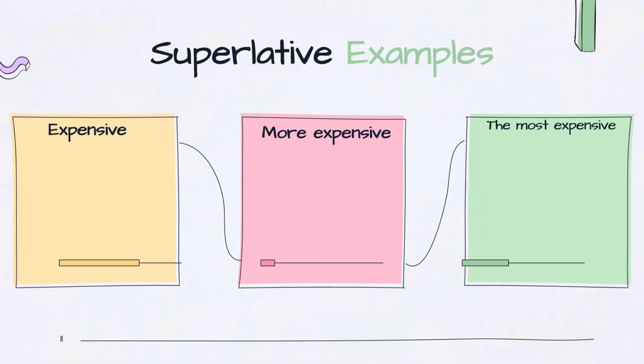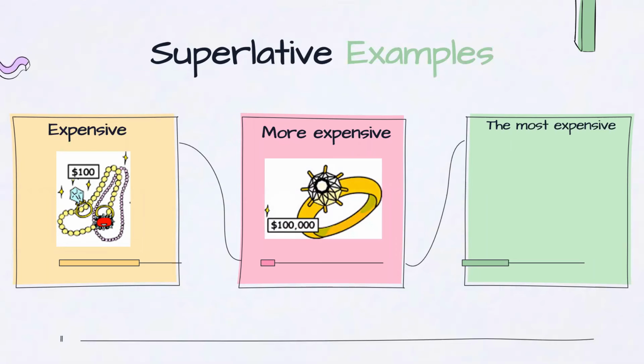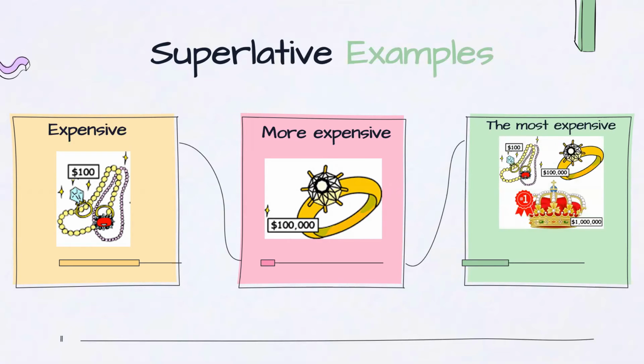Here we have the adjective expensive. Remember the jewelry. Then we have more expensive. Then the ring is more expensive. And the most expensive, that is the superlative. Here we have, the crown is the most expensive. The most expensive is the superlative form.